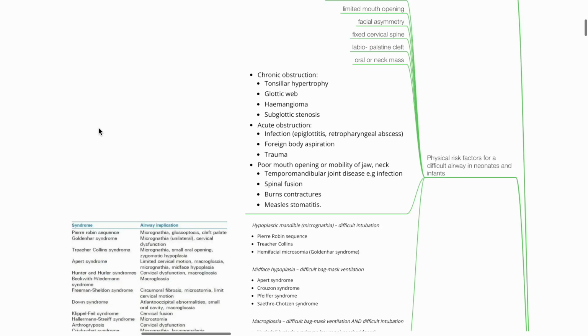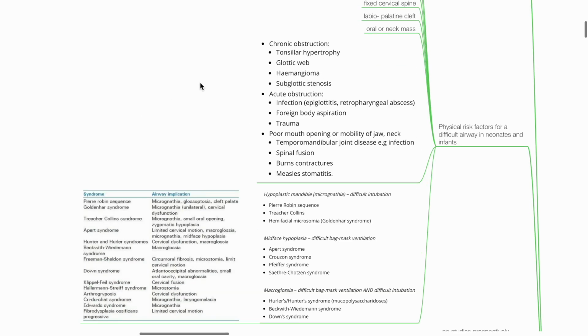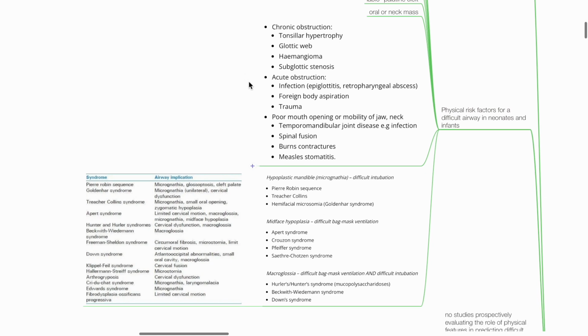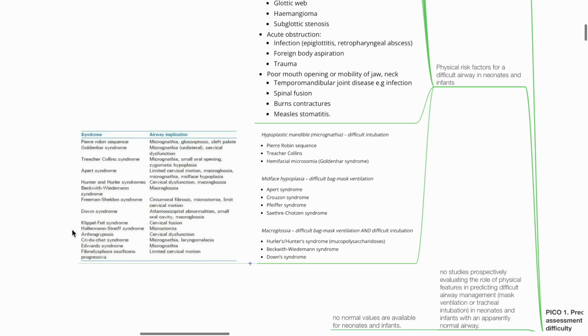Other physical risk factors are included here, including causes for chronic obstruction such as tonsillar hypertrophy, glottic web, hemangioma, subglottic stenosis; causes for acute obstruction: infection, epiglottitis, retropharyngeal abscess, foreign body aspiration and trauma; causes for poor mouth opening or mobility of the jaw or neck: TMJ disease, spinal fusion, burn contractures, measles stomatitis. Various syndromes with difficult airway and airway implications are included here for completion.